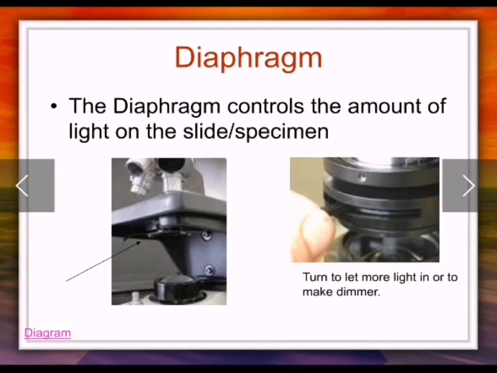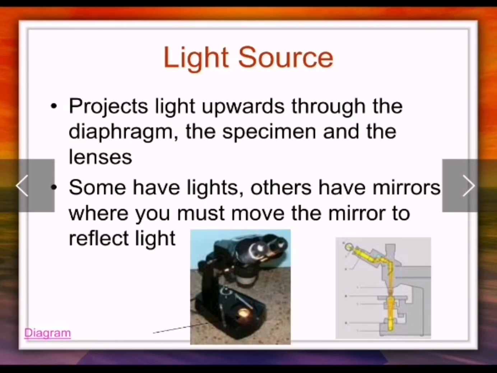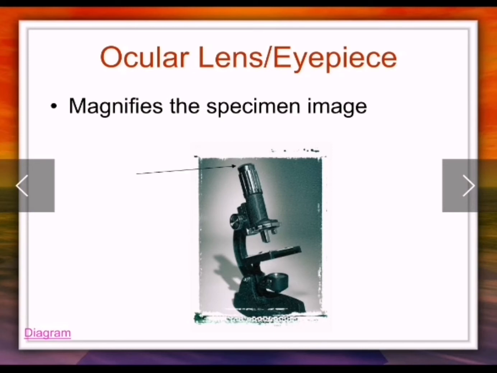The diaphragm. The diaphragm controls the amount of light on the slide or specimen. It's down there in this part. It turns to let more light in or to make it dimmer when we need less light. Light source. It projects light upward through the diaphragm, the specimen, and the lenses. Some have lights, others have mirrors, where you must move the mirror to reflect light. Ocular lens or eyepiece is the upper part of the microscope. It magnifies the specimen image.